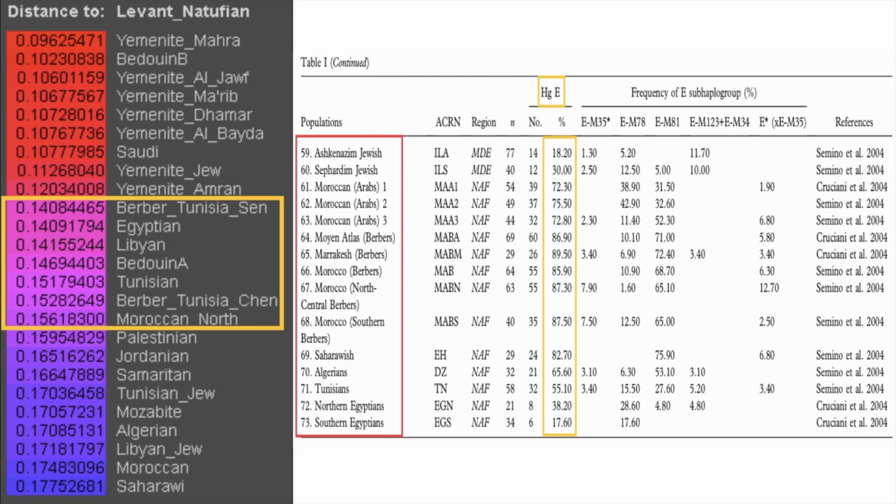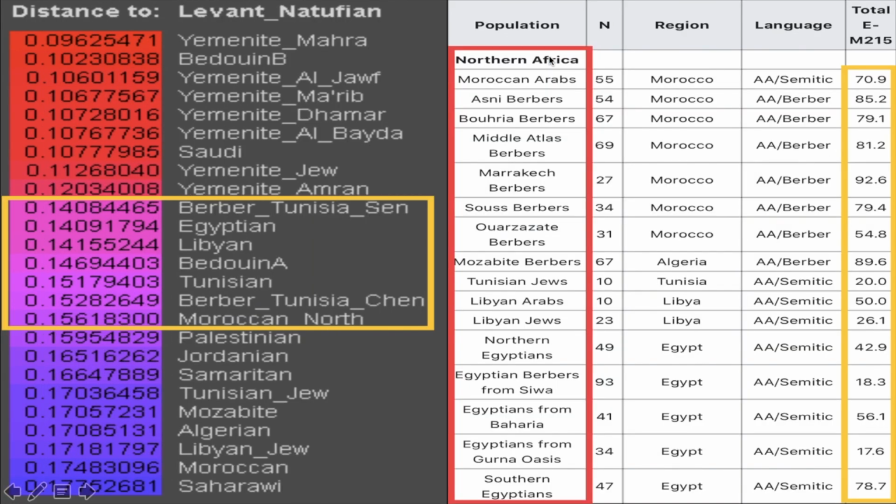And when it comes to peoples such as Berbers and Libyans and Bedouins and Tunisians, etc., and Moroccans, you see high amounts. They represent another population close to Natufians, and they too have high amounts of haplogroup E. As you can see, Moroccan Arabs, as an example, can have up to 75%. Berbers can have up to 60 to 89%. Tunisians and Algerians have up to 55 to 65%. So these peoples have high amounts of Natufian ancestry.